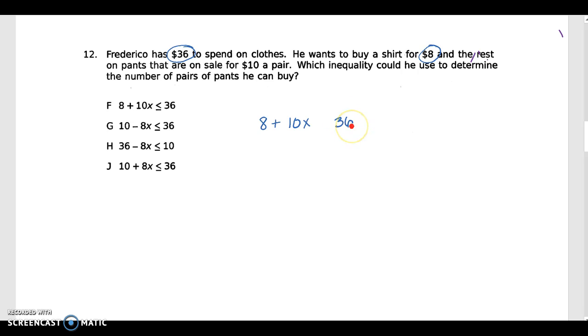So can he spend more than $36? Well, no, he only has 36, right? Can he spend less? Yes, he can spend less. Can he spend equal to? Yes, he can spend equal to. So let's look here. It looks like F is a match. Let's double check. 36. All right, so F is our answer.